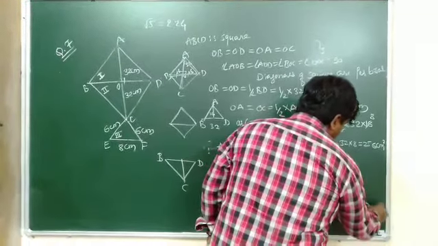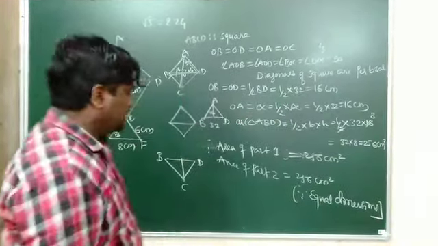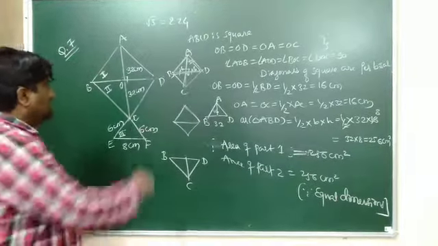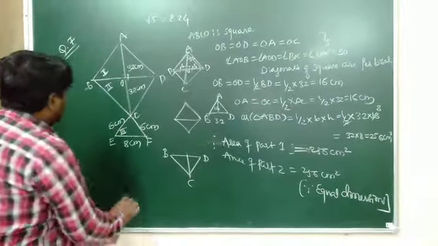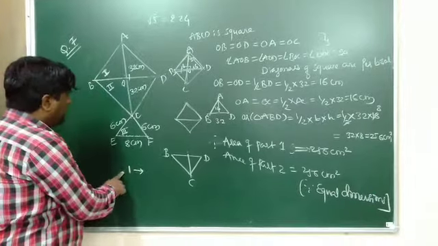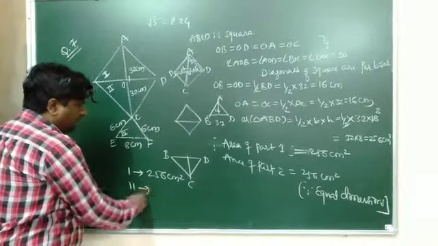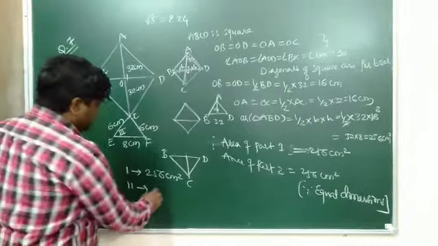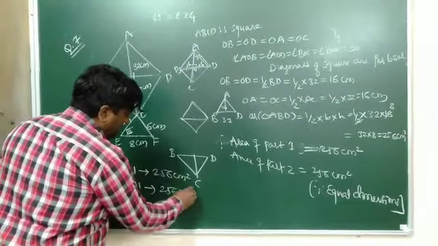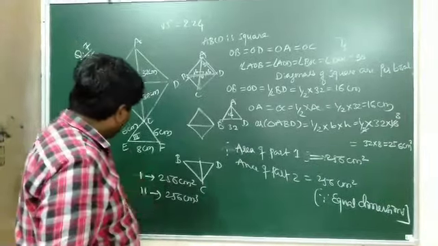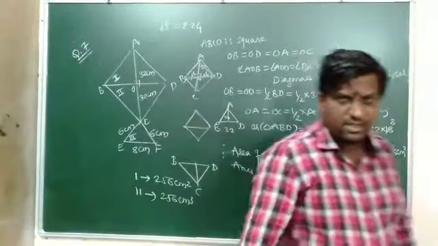dimensions. The only thing left is the bottom portion, that is the isosceles triangle. So we got two answers out of 3. First one, area of part 1 is how much? 256 centimeter square, followed by the area of part 2, 256 centimeter square. So let us find the area for the isosceles triangle.